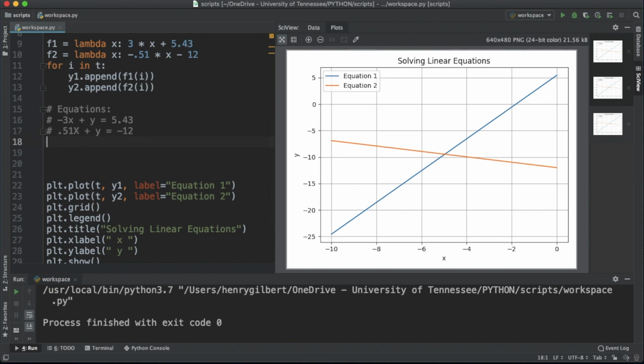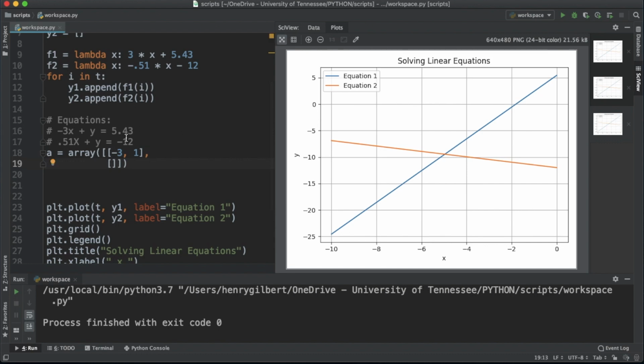To go about solving this, what we have to do is first construct a NumPy array similar to matrix form of these linear equations. So let's call the first array A, and that's going to be A equals array, and everything inside of the array has to be in brackets. The notation can be a little bit confusing here, but it's parentheses and then brackets inside the parentheses. We're going to take the contents of the first equation, the x and y values, and say that that matrix is negative 3 and 1, which are simply the coefficients of x and y, and the contents of the second matrix are going to be the coefficients of the x and y from the second equation, which is 0.51 and 1.